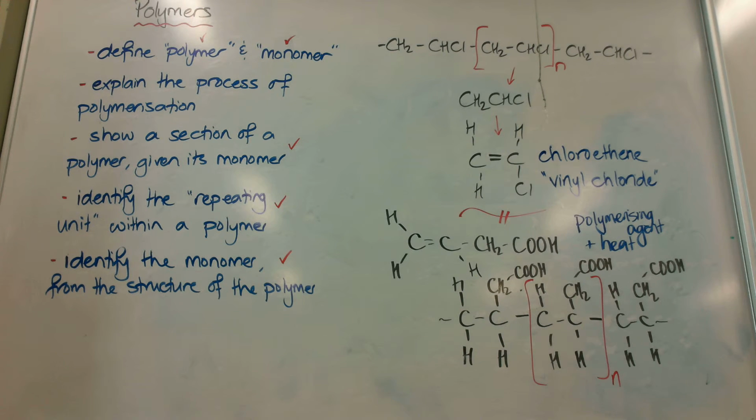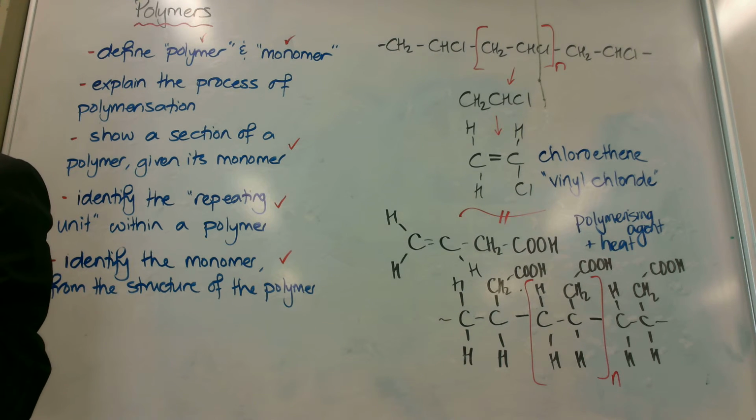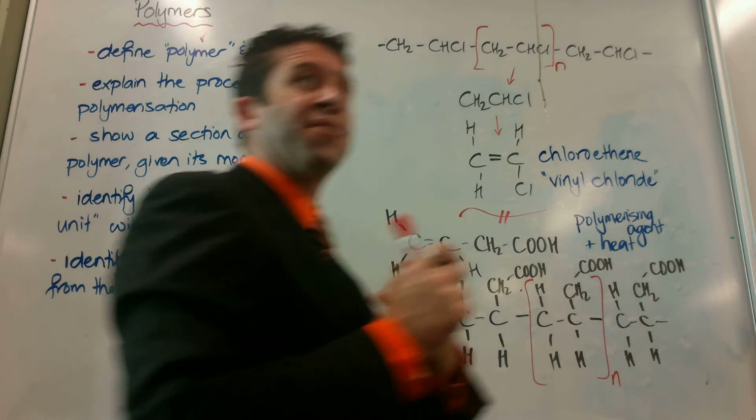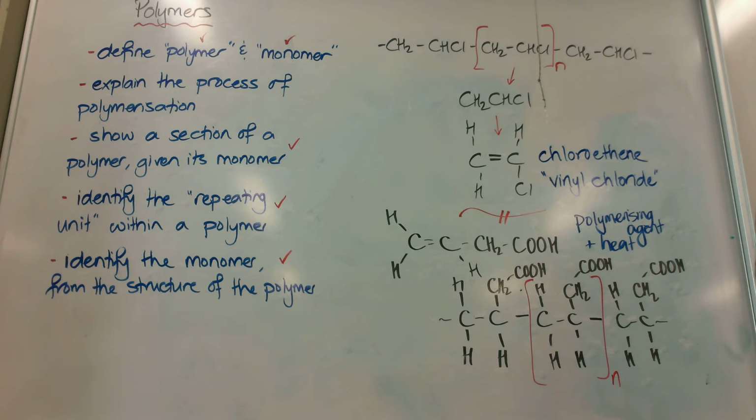And there's 2 more things we need, and I have written them up. Heat and a polymerizing agent. Cool. And a polymerizing agent is effectively a what that you've met before? Catalyst. Effectively a catalyst. Okay, that is all you need to know about polymers. The trick now is to practice questions on it.